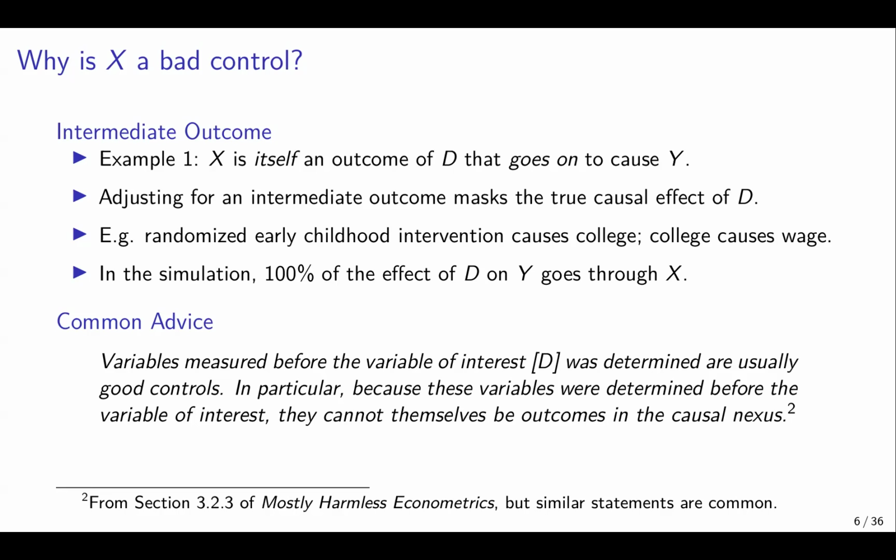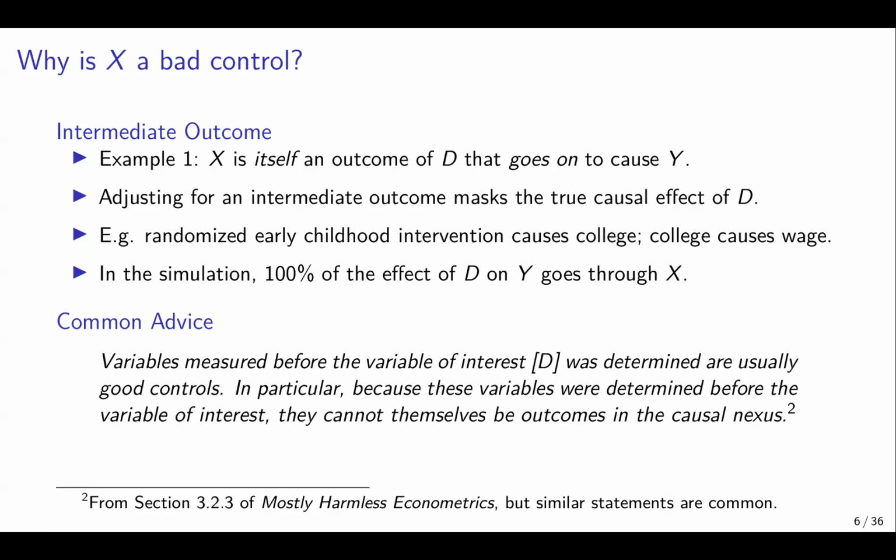And I took this piece of advice from section 3.2.3 of Mostly Harmless Econometrics, but you can find similar statements elsewhere. Variables measured before the variable of interest, d, was determined are usually good controls. In particular, because these variables were determined before the variable of interest, they cannot themselves be outcomes in the causal nexus. So this statement has something useful in it. It's true that if we have things that were measured before d, then they can't be caused by d. If we measure something in the past, d shouldn't be able to cause it.